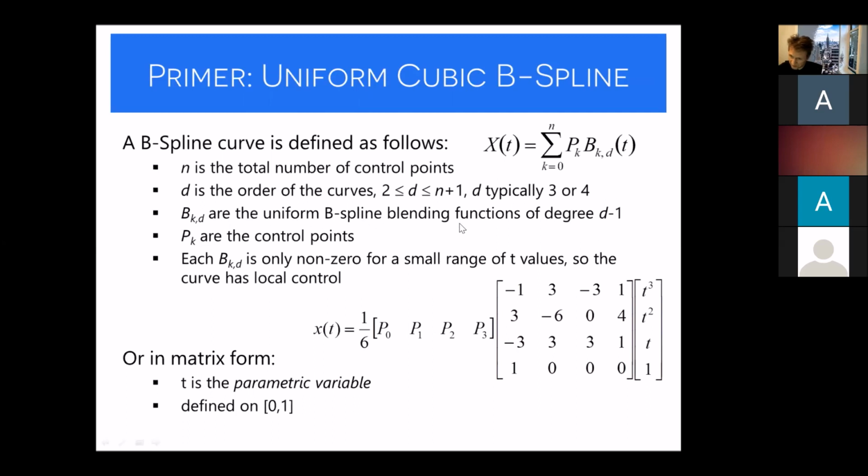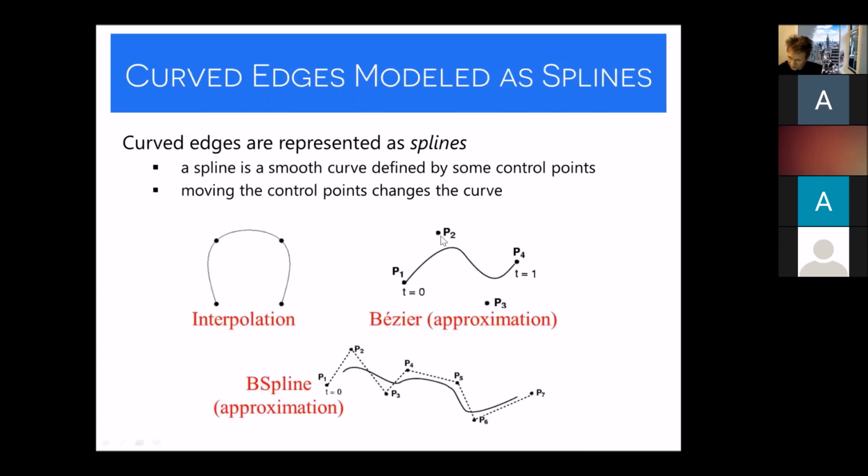B_k,d is a uniform B-spline blending function. We'll see in the next slide what the blending function is, and pk are the control points. Each B_k,d is only non-zero for a small range of t values, so the curve has local control. As you move on, there are these blending functions associated, but they're only valid within a certain range. That's why you can slowly go to P3 from P1. These points are only active for a little bit. P4 here is active, so the curve is drawn here, and then P6 comes into the picture, and the curve is drawn here.